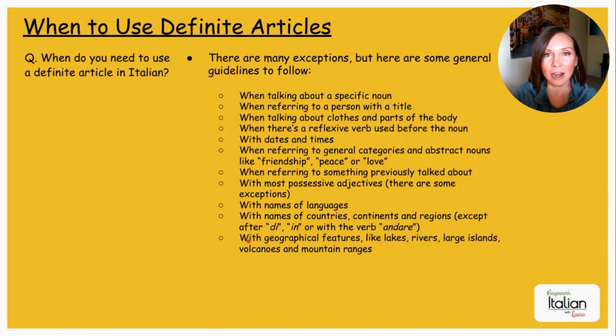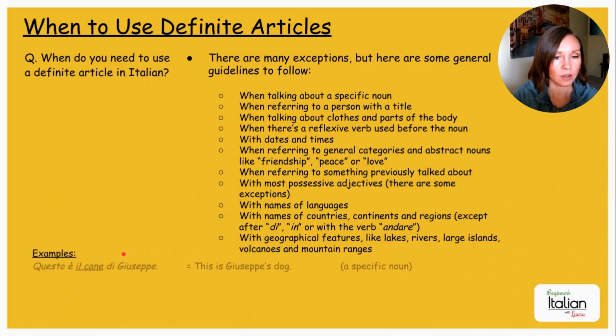Okay, so when in doubt, use a definite article. You're probably more likely to have to use it than to not use it. So, for example, questo è il cane di Giuseppe. This is Giuseppe's dog. So in this instance, we're talking about a specific noun.